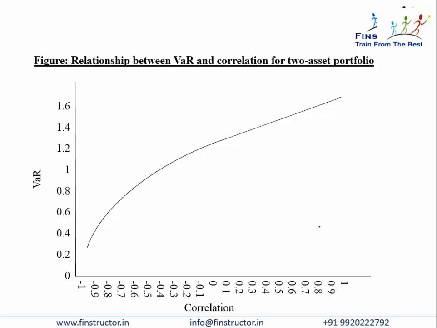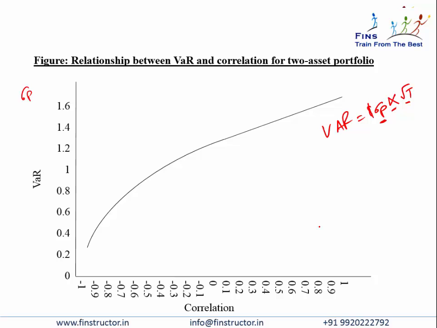Again we can plot the relationship between the VAR and the correlation. You see, VAR is dependent on the standard deviation. This is the dollar standard deviation. If it's a percentage, then you multiply it with the value of the portfolio. So dollar standard deviation multiplied by the confidence level Z value multiplied by the square root of t. The Z value remains fixed, the time period we know. So the VAR essentially is dependent on the standard deviation of the portfolio. So if you were to plot VAR with correlation, it's the same plot as the standard deviation with correlation.